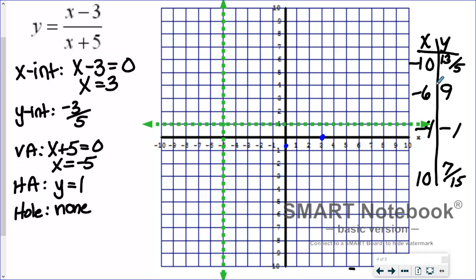We have the point negative 10, 13 fifths. So that's 2.6 roughly. All right, we have negative 6, 9. All right, we have negative 4, negative 1. Well, negative 4 should be negative 7. Sorry about that.